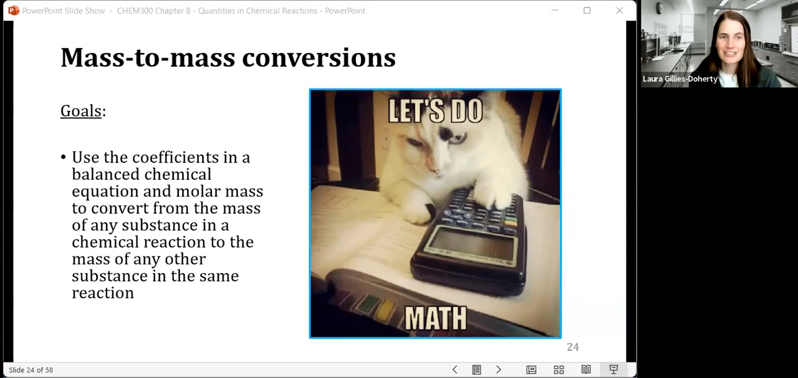This is CHEM300, and we're continuing Chapter 8 today with talking about mass-to-mass conversions. So our goals in this section are to use the coefficients in a balanced chemical equation and the molar masses of the substances to convert from the mass of one substance in a chemical reaction to the mass of another substance in that same chemical reaction.